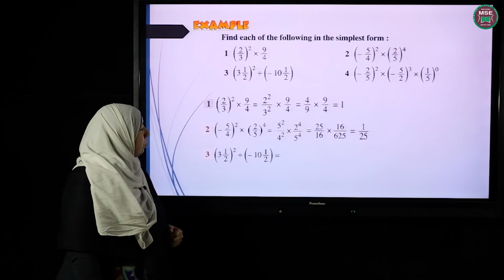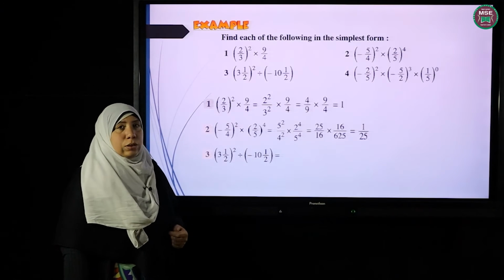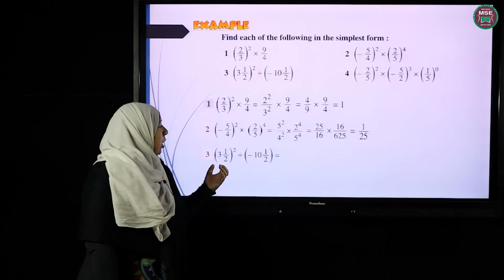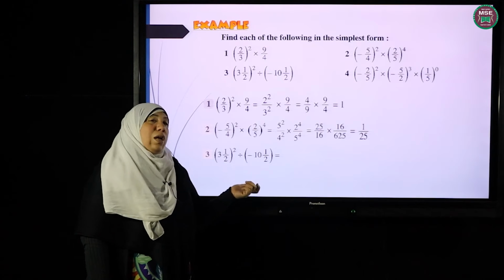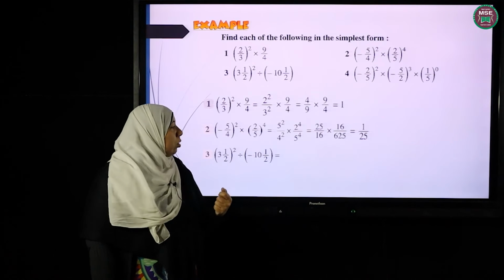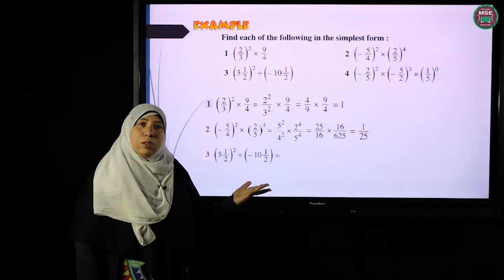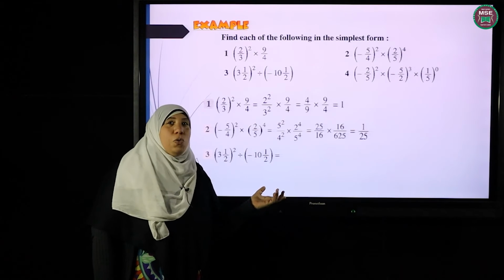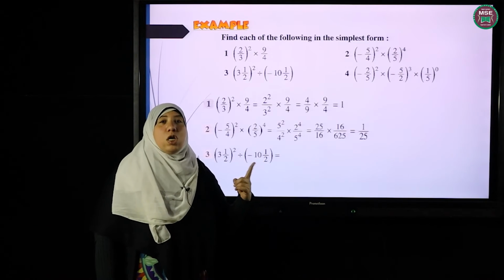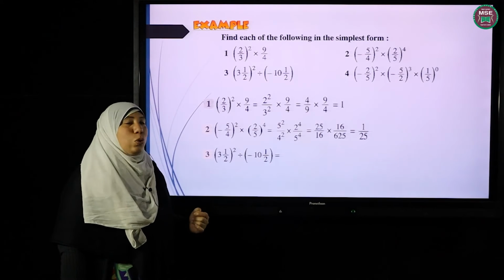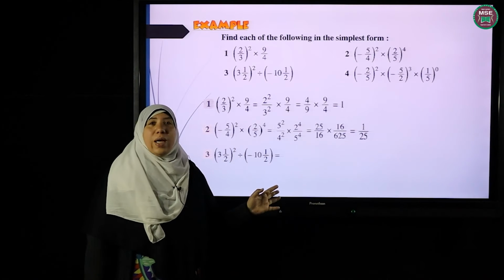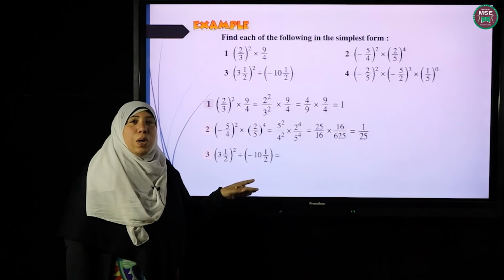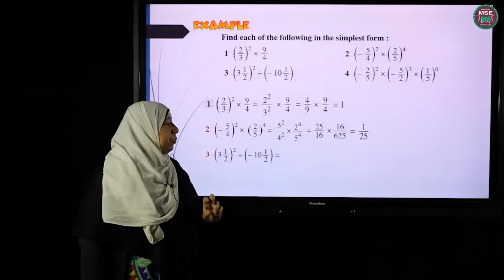Number 3, divided. We have studied the operation already in the first term. 3½ power 2 divided by negative 10½ power nothing. Yes, we have studied in the first term that no power means it's a power 1. And we won't distribute 1, we will use the number as it is, but you have to remember that the number without power is raised to power 1.